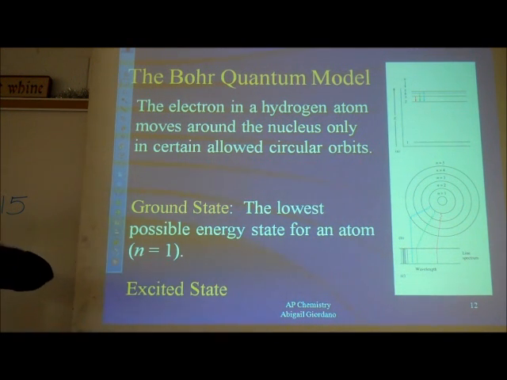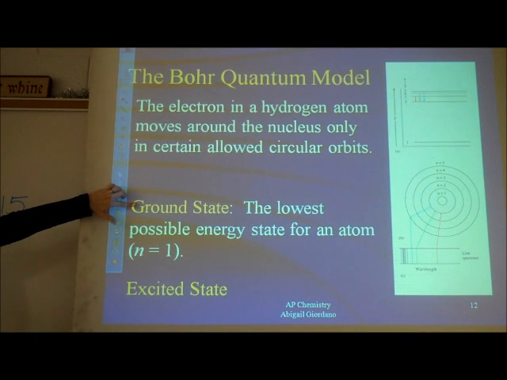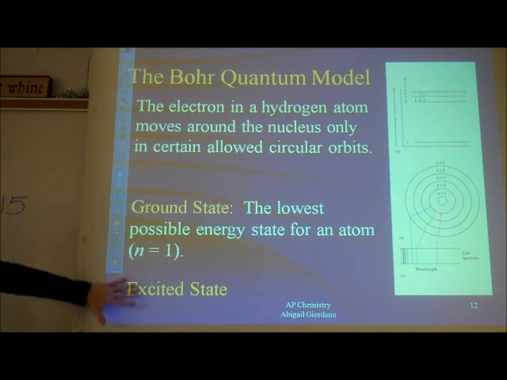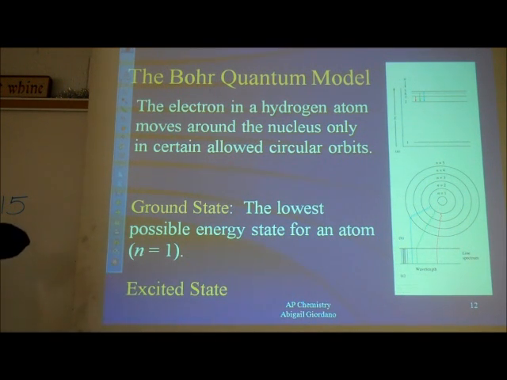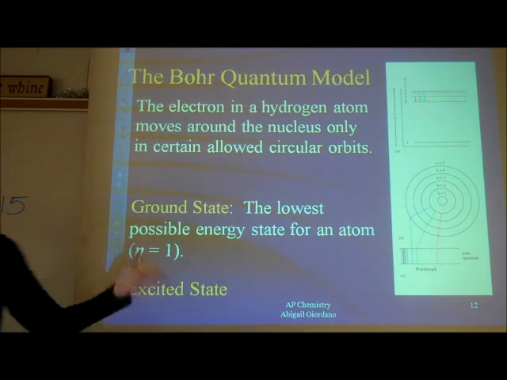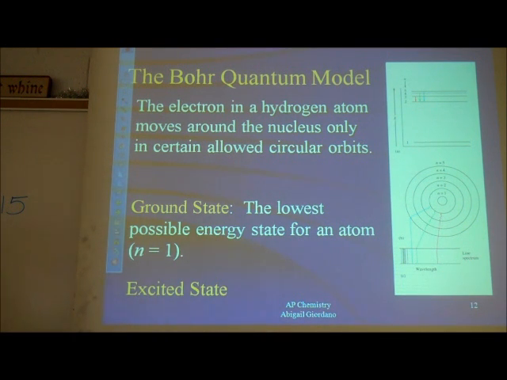Okay? So let's be clear. To move an electron from ground to an excited state, the electron must absorb energy. When it moves from excited back to ground state, it would do what? Release energy in the form of light.